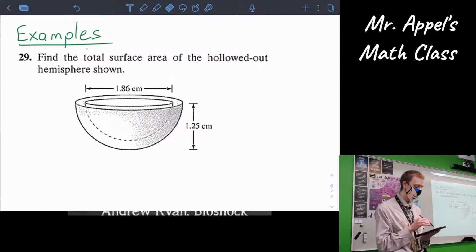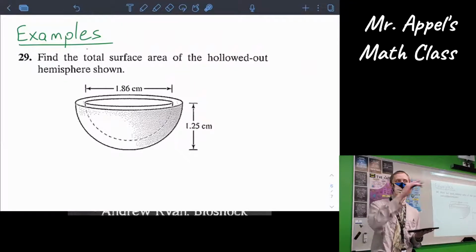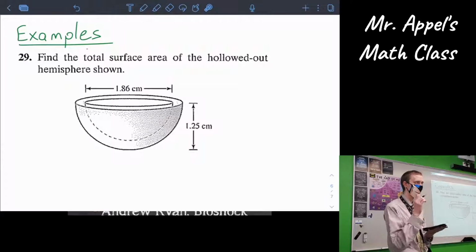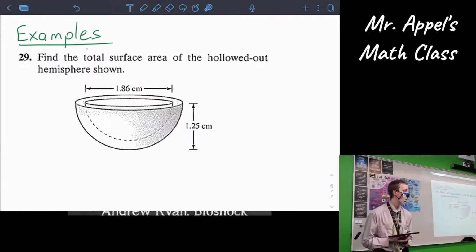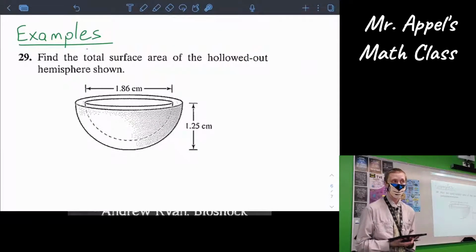Okay? So when considering these things, especially when dealing with halves, you have to ask, wait, do they want all the exposed surfaces or not? Do we count this top circle or not? Okay? That is a question you're going to have to ask on every problem.